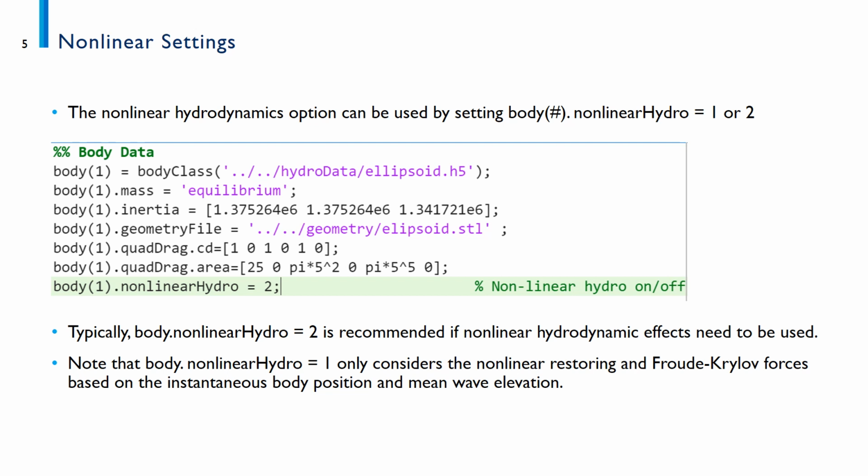WEC-Sim's nonlinear hydrodynamics option can be used by setting body.nonlinearhydro equal to 1 or 2. Nonlinear hydrodynamics is now a body-specific parameter. In the input file, the flag is defined as 2 in this case. Typically, nonlinear hydro equals 2 is recommended if nonlinear hydrodynamic effects need to be accounted for. Nonlinear hydro equals 1 only considers the nonlinear restoring and Freund-Krylov forces based on the instantaneous body position in the mean wave elevation.